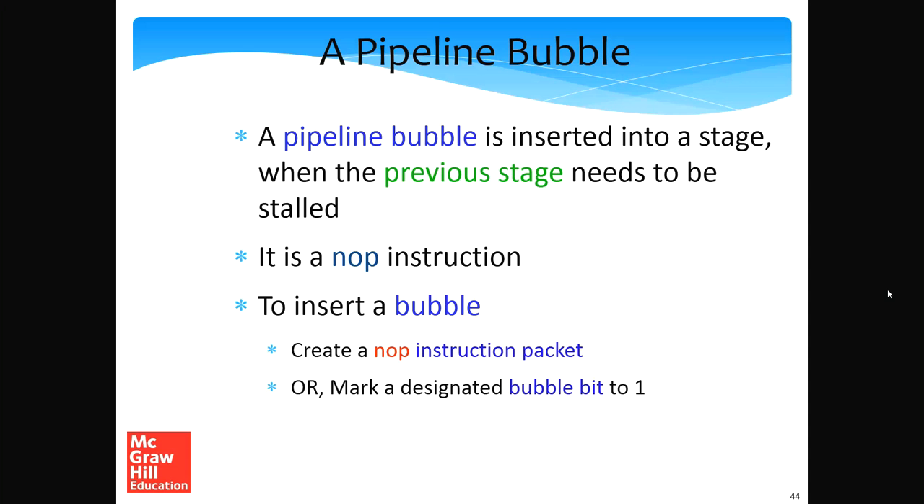And to insert a bubble, what needs to be done is that we need to create a new instruction packet, as was discussed in the last chapter, chapter number 8. So we create a new no-op instruction packet, which basically tells the pipeline stages to do nothing. And we can also keep a designated bubble bit to say that this is a bubble, and mark the bubble bit in the instruction packet as 1. So as the instruction packet moves across the pipeline stages, the pipeline will be well aware of the fact that this is a bubble and nothing needs to be done.